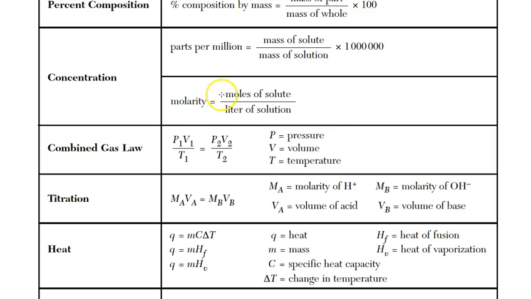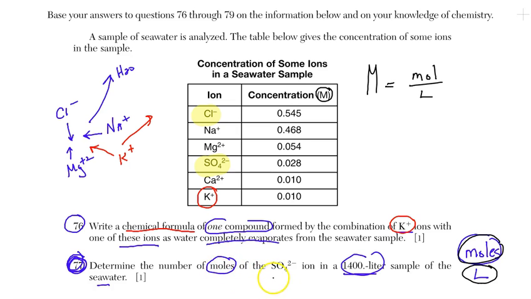And where am I getting that? Concentration right here, there's our formula. So in that problem, they want you to solve for the moles. You get the molarity from the chart, and they gave you the liters. In this question, for SO4 2-, the molarity is 0.028. So 0.028 is my molarity, that's my M. The moles I'm solving for, that could be my X. And they have a 1400 liter solution. So it's a plug and chug, guys.